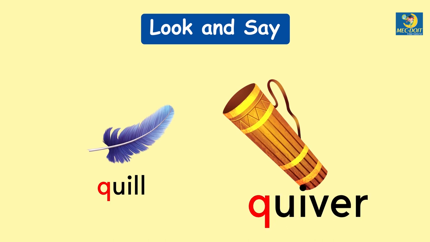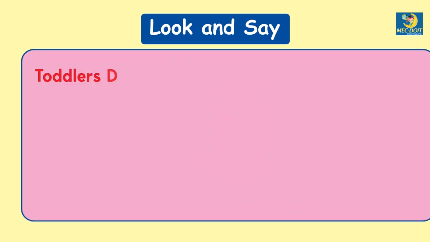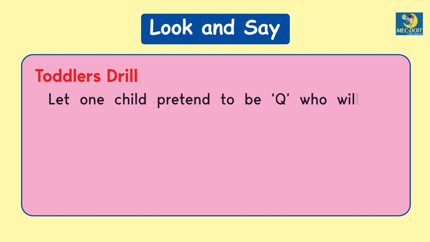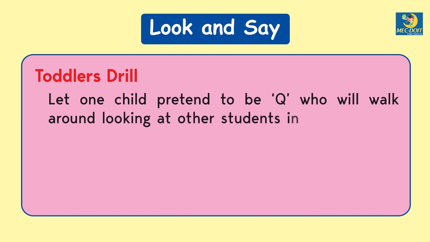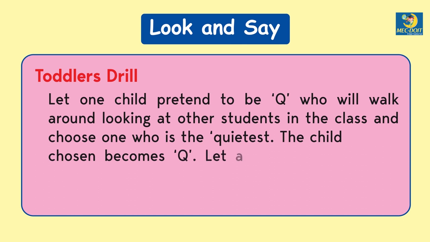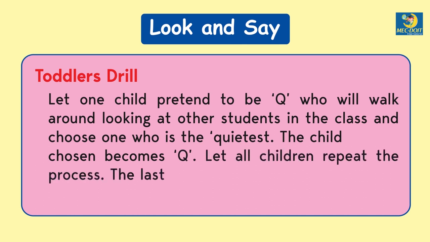Toddler's drill. Let one child pretend to be Q, who will walk around looking at other students in the class and choose one who is the quietest. The child chosen becomes Q. Let all children repeat the process. The last left will cry like a quail.